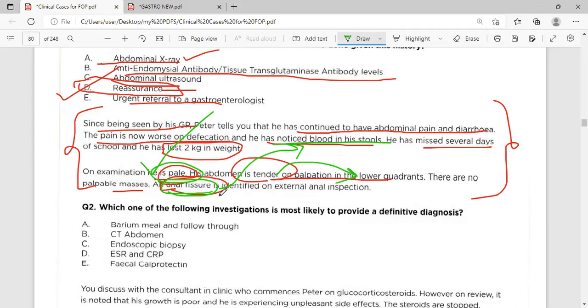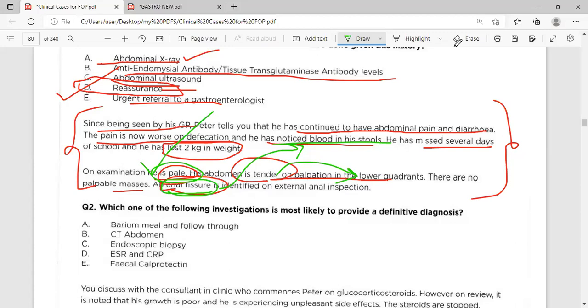What other things can you keep in mind? Usually in case of Crohn's disease, the ESR and CRP, that is the inflammatory markers, even though they are very non-specific, will be increased in all kinds of inflammatory disorders. But if you compare Crohn's and ulcerative colitis, the ESR and CRP will be more raised in Crohn's disease as compared to ulcerative colitis. And there will be a history of mouth ulcers and anal fissure in Crohn's disease.